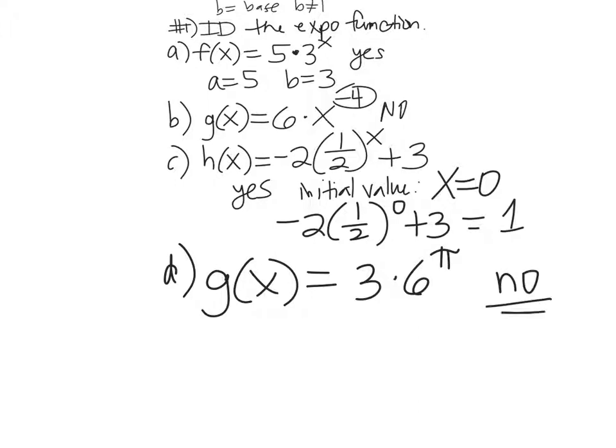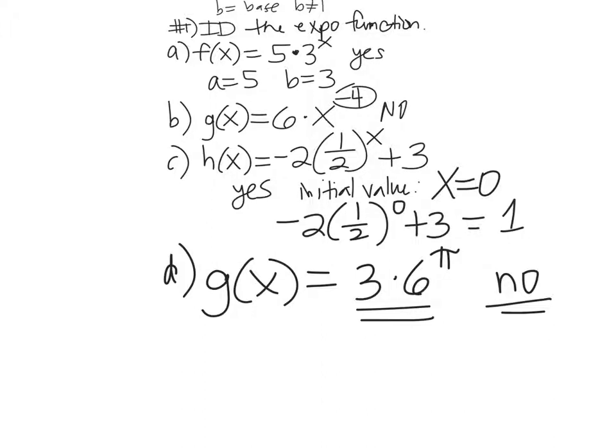Do you know what this is? What is g of x equals 3 times 6 to the pi? Anyone know? That's a constant. 3 times 6 to the pi is a number, right? 6 to the pi, it's going to be pretty big, times 3. This is just a horizontal line. Isn't that silly? It doesn't look like it, huh?